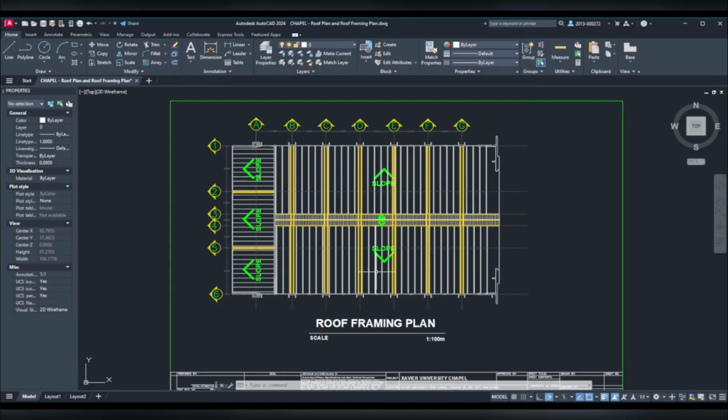I am going to now explain the roof framing plan of Xavier University Chapel. To start off, what is placed in the roof framing plan is basically the roof beams, the rafters, and the inclinations of the roof. I highlighted the roof beams in yellow to make them clearer, and they are connected to the columns of the church, which are clear in these sections from A to A up to G.